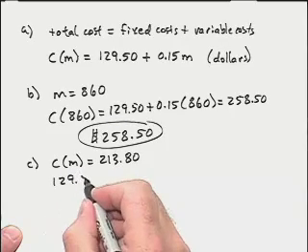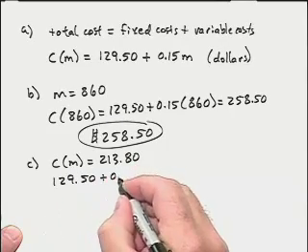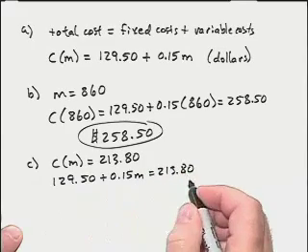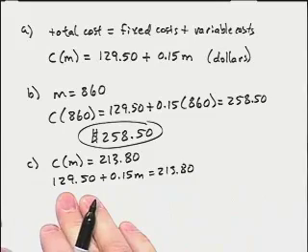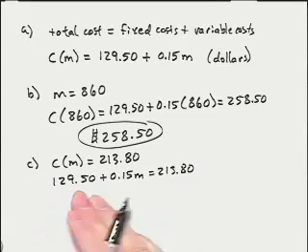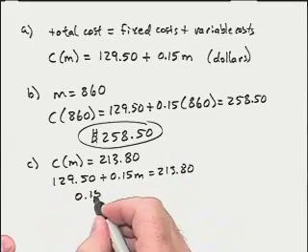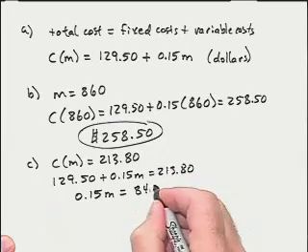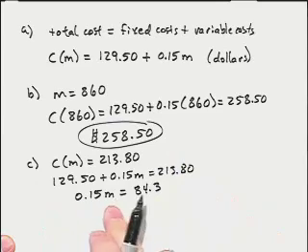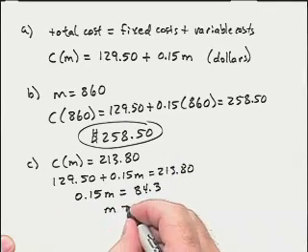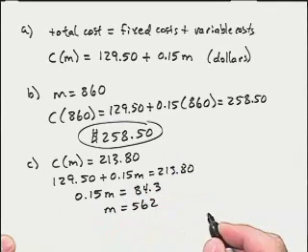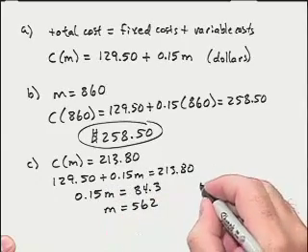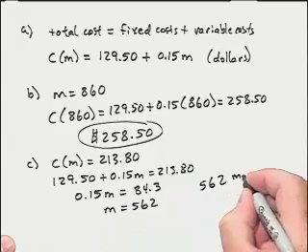So we have 129.50 plus 0.15 M must equal 213.80. We'll go ahead and subtract 129.5 from both sides. We get 0.15 M is equal to 84.3. Then we divide both sides by 0.15 to get M is equal to 562. So if the rental cost is $213.80, the number of miles driven was 562.